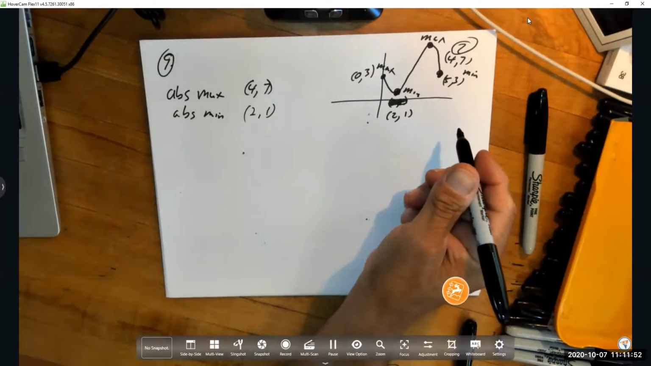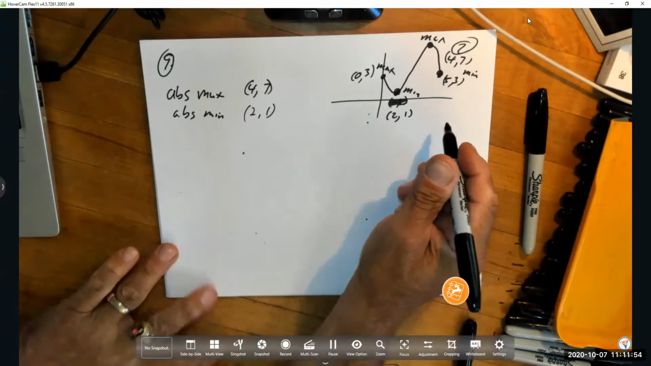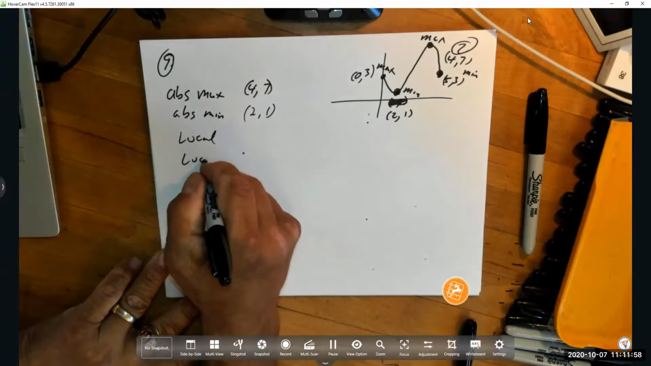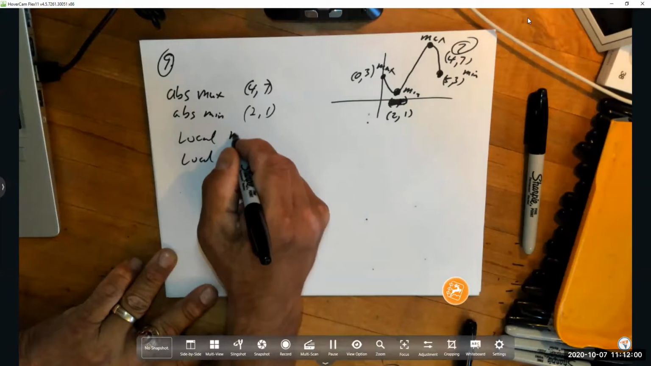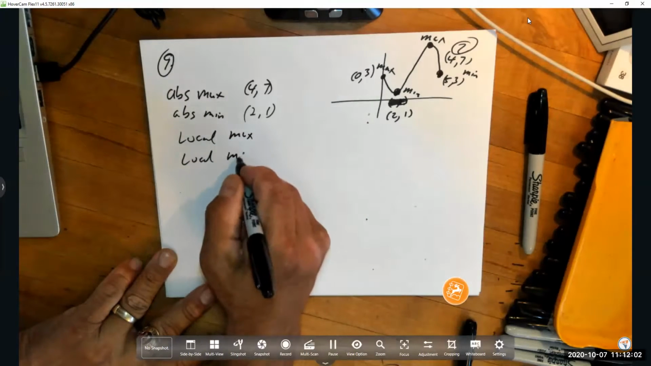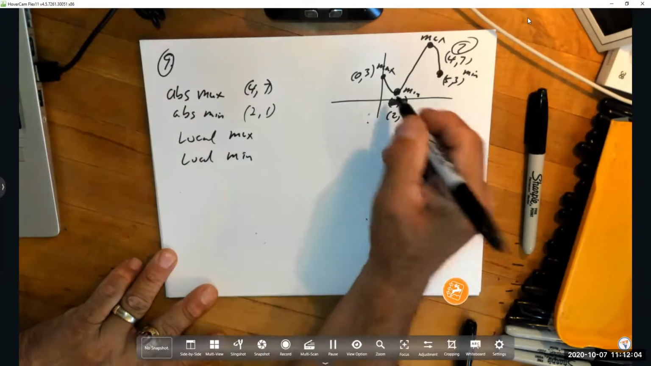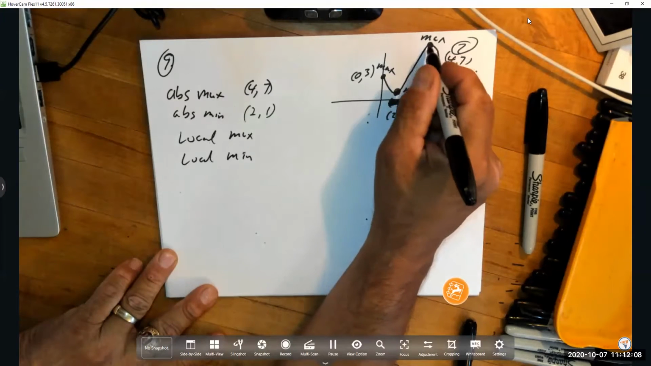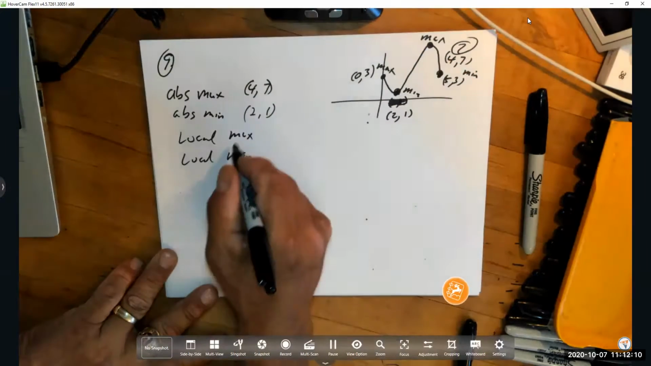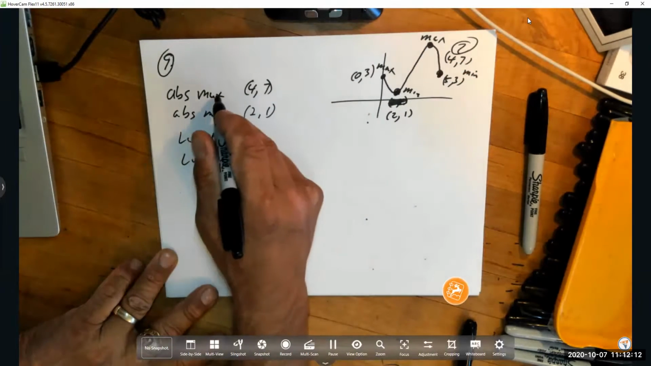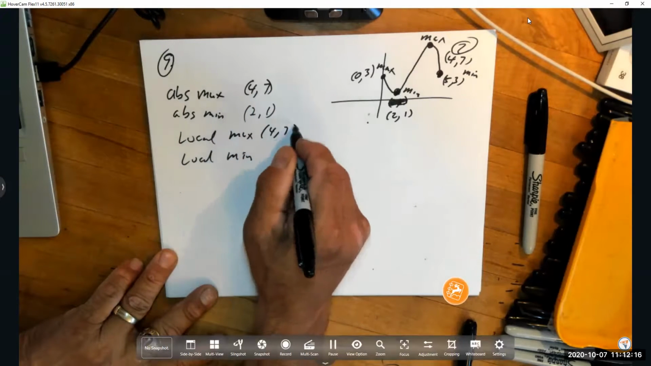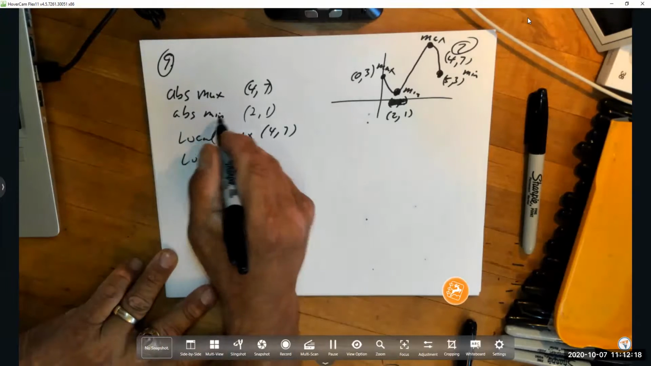So now the next question is, they also ask for this word here, local max and local min. I'm just gonna tell you what you need to do on these. That's a local max, that's a local max, but this is also the absolute one. Just repeat the numbers again. The absolute max is (4, 7). A local one would be (4, 7). It's also local. Absolute min is (2, 1).